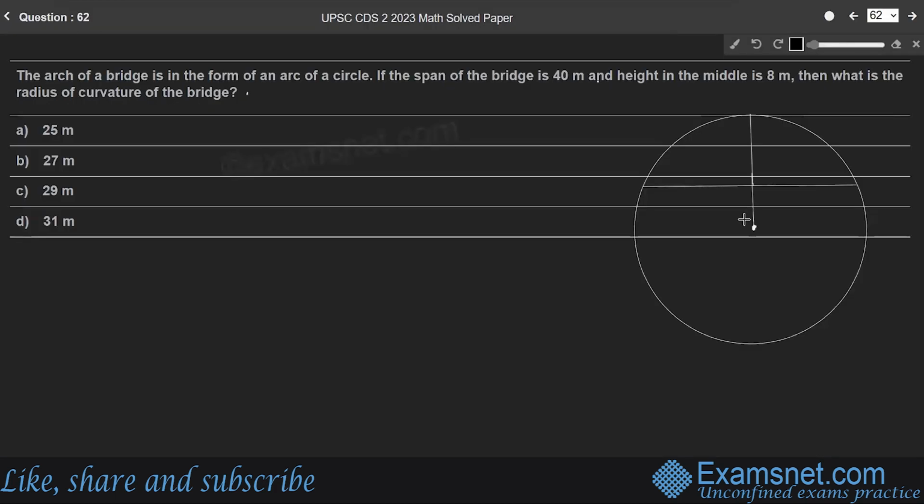Question 62. The arch of a bridge is in the form of an arc of a circle. If the span of the bridge is 40 meter and height of the middle is 8 meter, then what is the radius of curvature of the bridge?